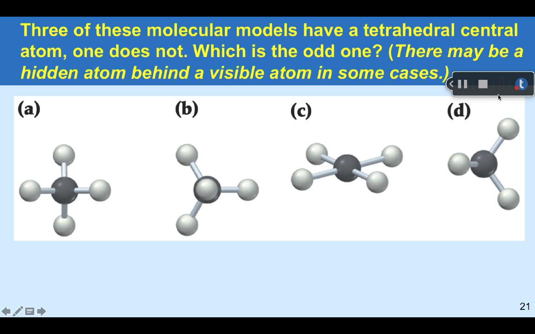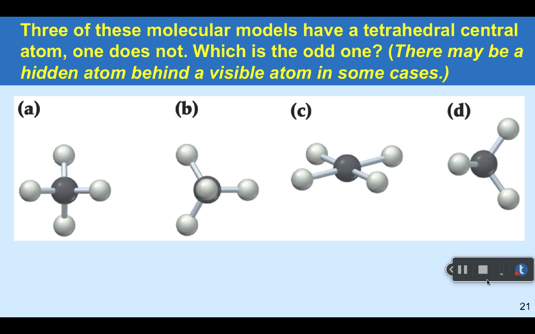These molecules, 3 of these have a tetrahedral central atom and 1 does not. Which one does not, and how can you tell? There sometimes would be the possibility they've hidden an atom behind the central atom in the diagram. All right, what do you think? Well, the first one, you have to look at each of them and kind of interpret the angles. The angle between the center and 2 peripheral atoms here, to me, looks like the 109-degree angle. So that would be, in fact, our tetrahedral geometry.